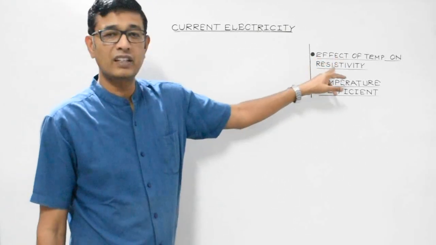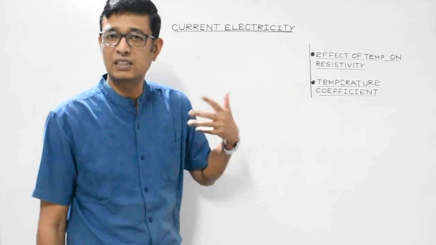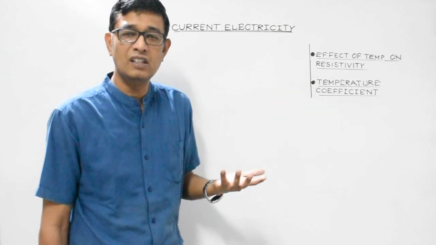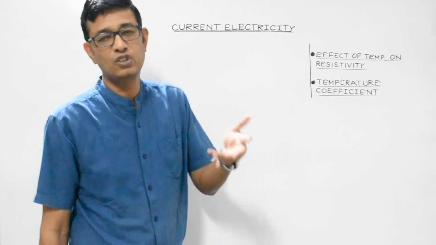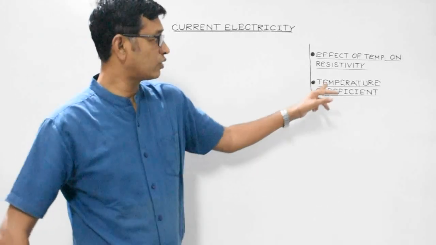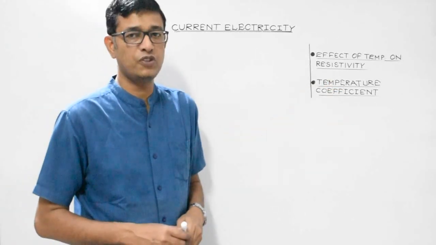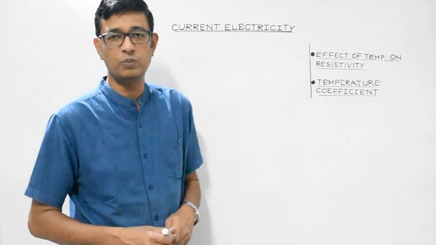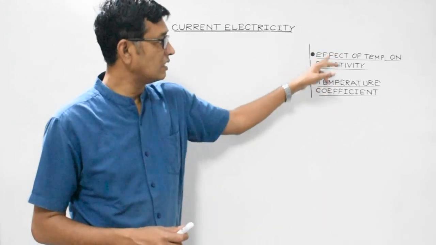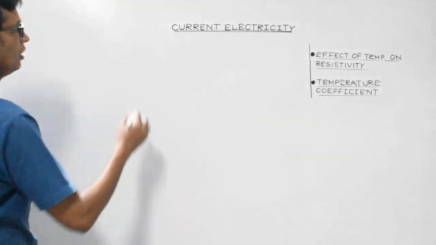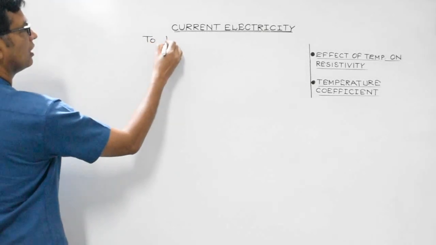The effect of temperature on the resistivity: how the resistivity or the resistance of a conductor changes with the increase or decrease in the temperature. And next we will discuss the temperature coefficient as well. These two are related topics. So in order to understand this, first and foremost, we need to derive this particular relationship.